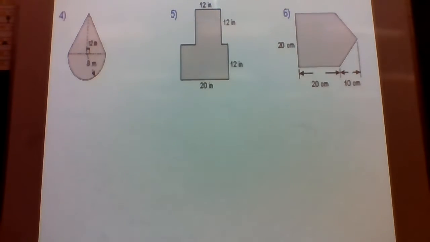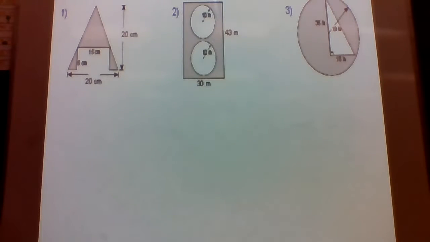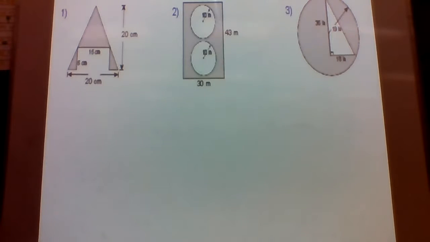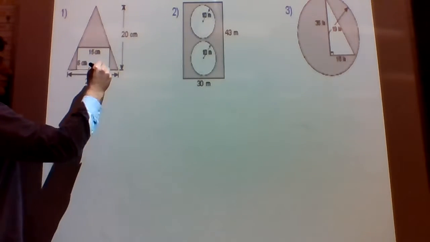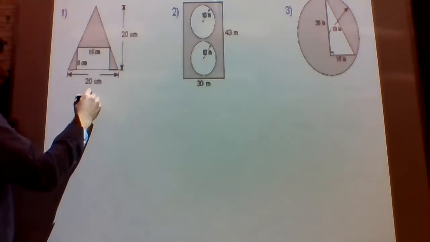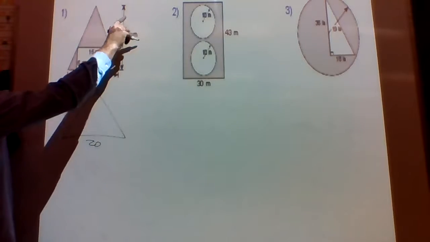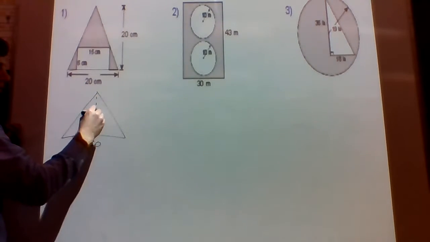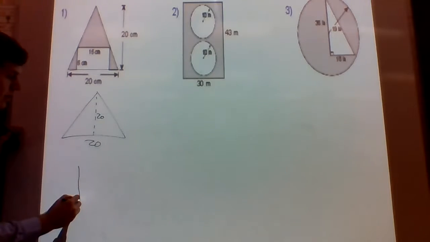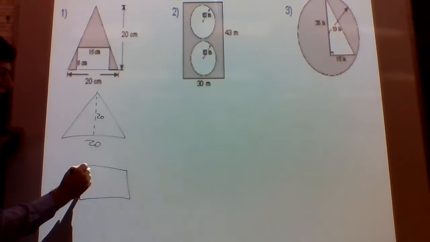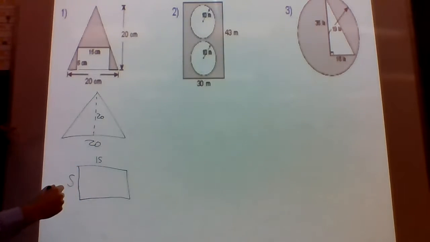But of the 6 problems we did, the last 3 had to do with subtraction instead of addition. So it's the same process, except we're going to identify the components, then find the area of the components. But instead of adding, we're going to subtract. So again, we can look at 2 different figures here. We have a triangle with a base of 20 and a height of 20. And then we have a rectangle, right? This rectangle right here, which is going to be 5 by 15 centimeters.